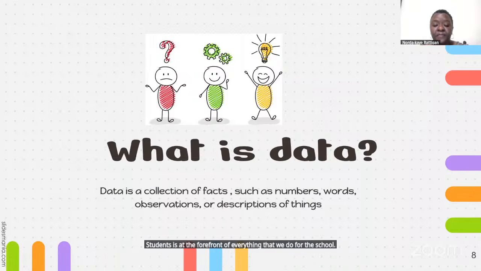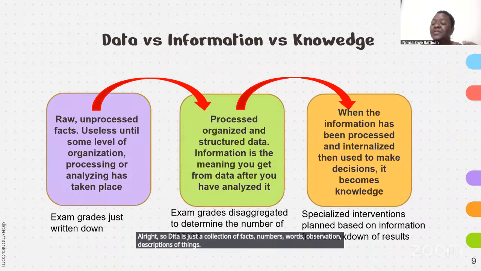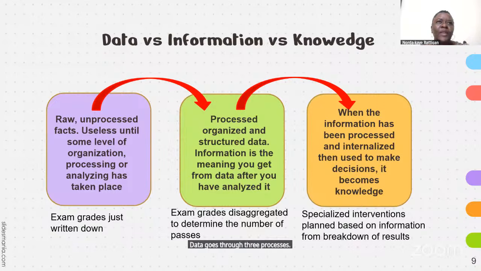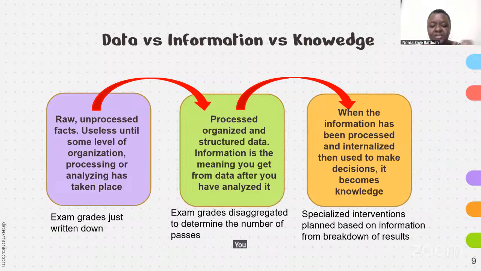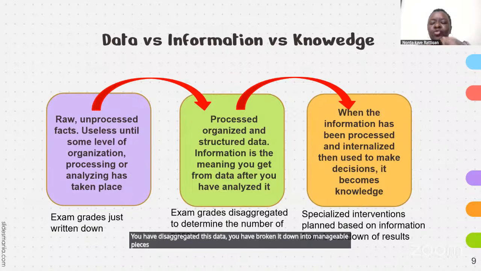All right, so data is just a collection of facts, numbers, words, observations, descriptions of things. Data goes through 3 processes. When you just collect information, it's raw. It's probably useless to some level. It needs organizing, processing, and analyzing. Now, when you go into the information stage, it means that you have processed this data. You have disaggregated this data, you have broken it down into manageable pieces so that it can tell you something.